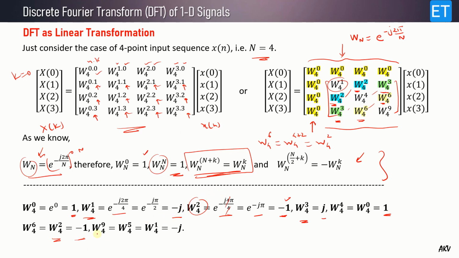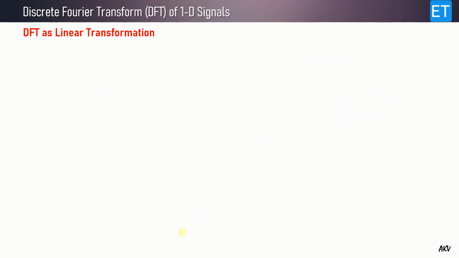Now W_4^9. W_4^9 can be written as W_4^(4+5). So that is W_4^5 by this relation. W_4^5 can again be reduced to W_4^(4+1), and that is equal to W_4^1. And W_4^1 is already found here, that is minus j. So you can see that because of these special properties of this W_n, our computations are very much reduced. So this is very suitable for manual computation.